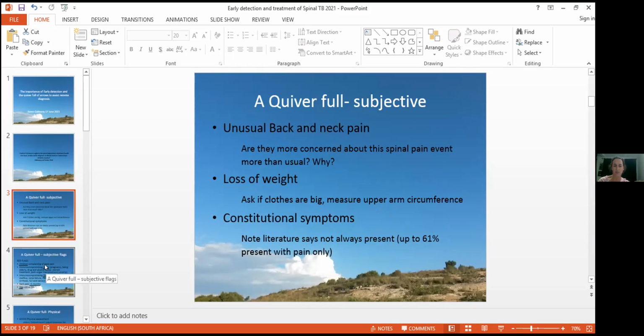And then constitutional symptoms, if you're relying on night sweats and a fever and loss of weight, sometimes that doesn't happen. So even up to 61% of patients with TB spine presented initially only with pain. So sometimes I think we don't think of TB spine because we're expecting the classical symptoms and they're not there.